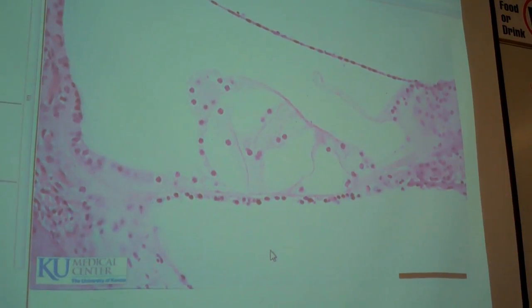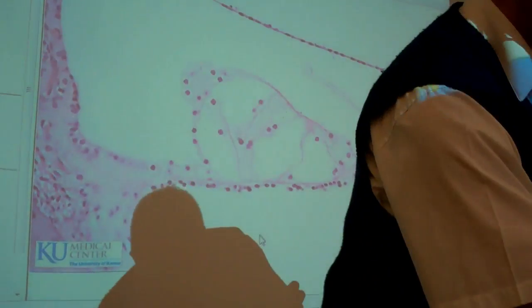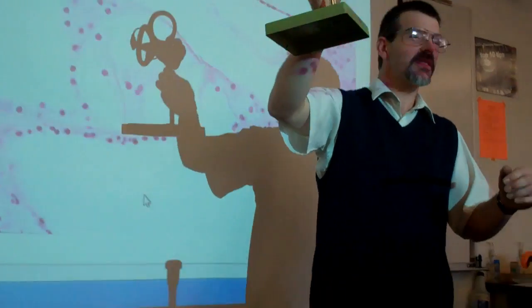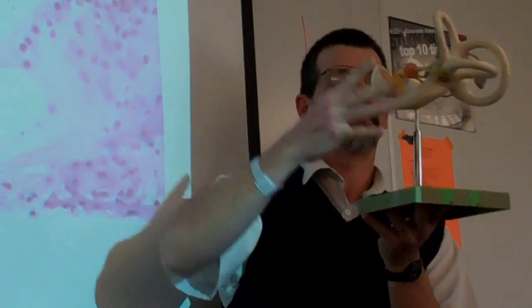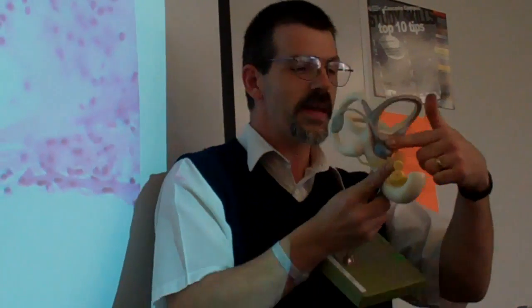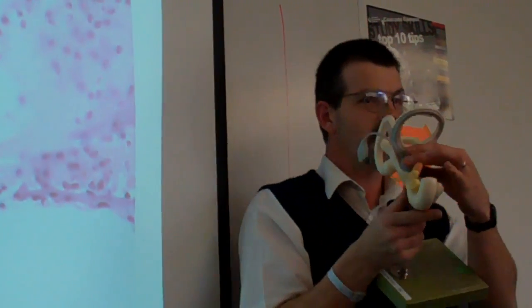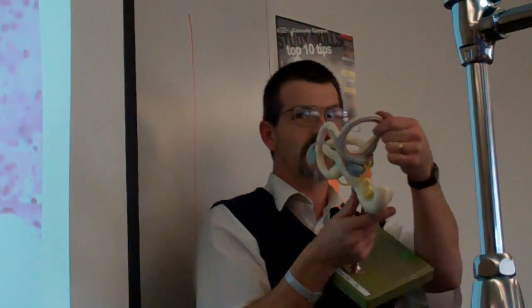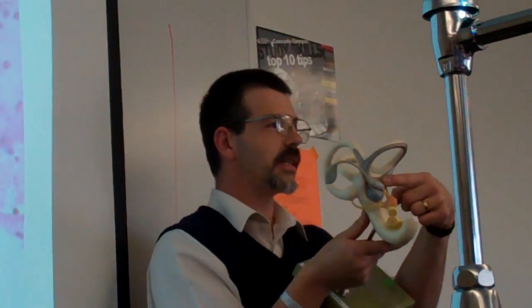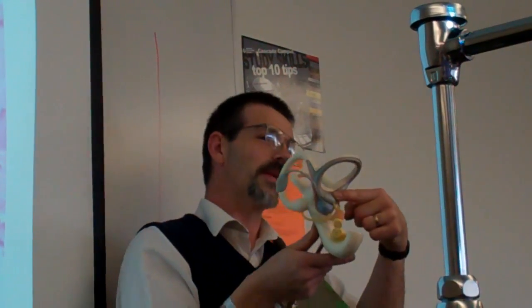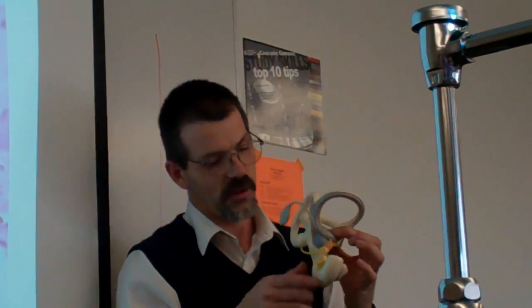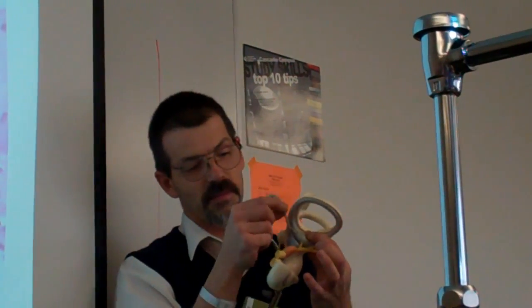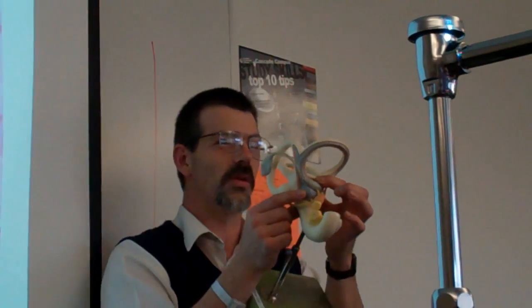The only model that shows the vestibular apparatus is this one. So where was the vestibule again? It's in the middle, right here. I look in there, I see two big sacs. The top one, the one closest to the semicircular canal, anyone know what that one's called? Utricle. We all know this. And the one below it is the saccule.